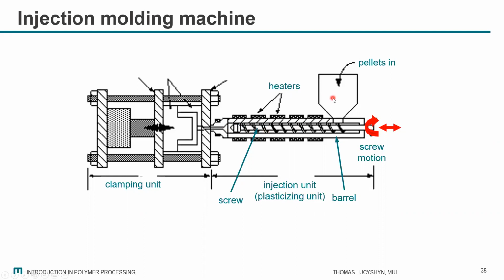The pellets, here's the hopper again. Here the pellets are coming in, they are melted, and in the front we have homogeneous melt, which is then further processed into the mold. The clamping unit, we have typically one fixed platen and one moving platen.